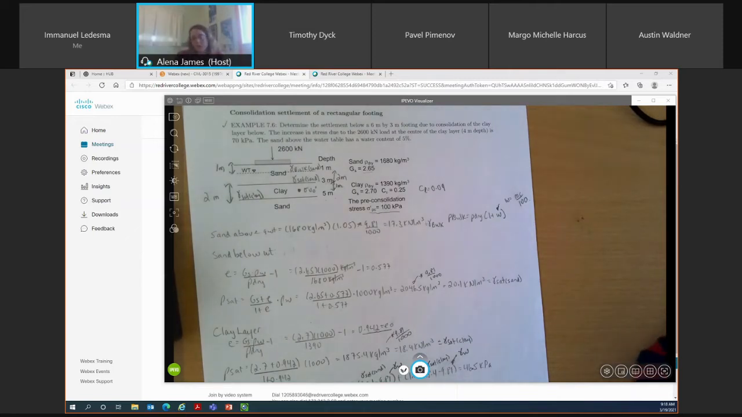So we always calculate the settlement at the center of the clay layer, just as an average value that would represent the entire thickness of the clay layer. So in this instance, we would be calculating the settlement in the middle of the clay layer, which is 1 meter below the sand layer, or 4 meters below the ground surface.